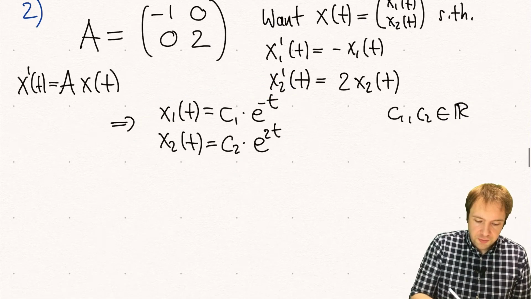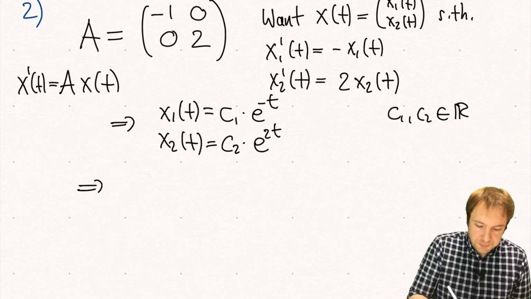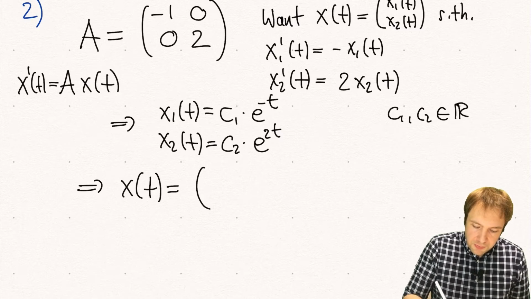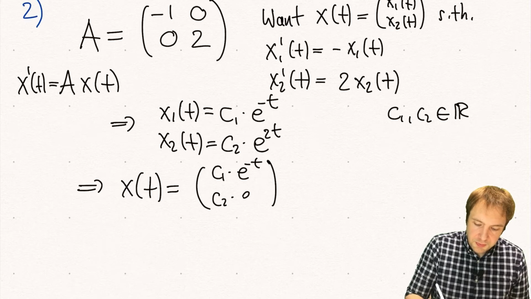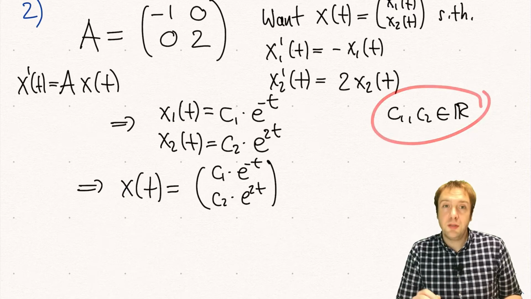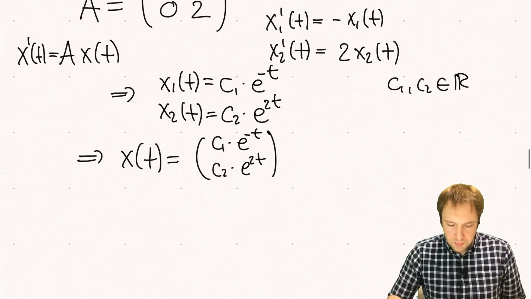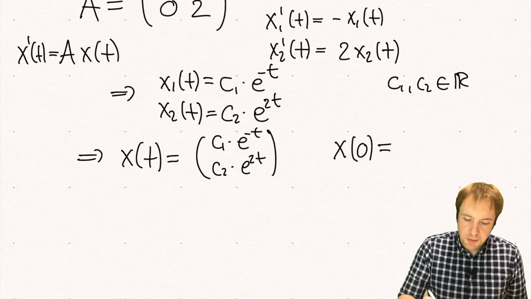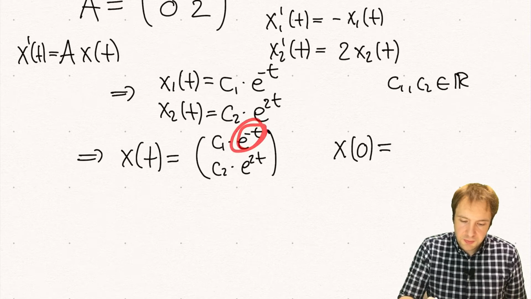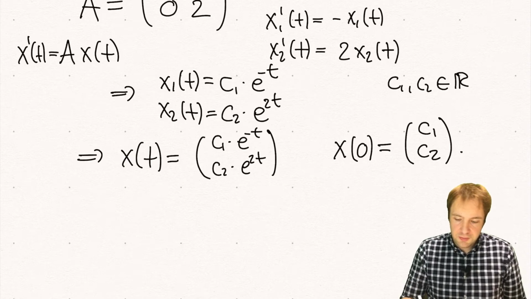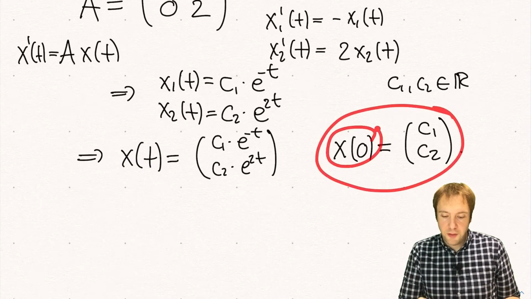Therefore we can easily write down this solution here. So in total, our function x of t is just given by c1 e to the minus t, c2 times e to the 2t, for any c1 and c2. And also, what is x of 0? Well, if you plug in 0 here, e to the 0 is 1.